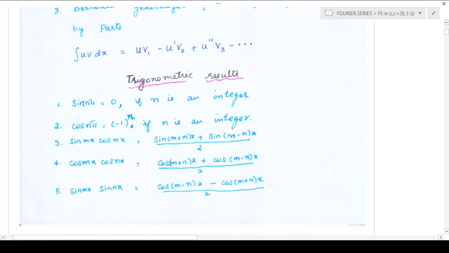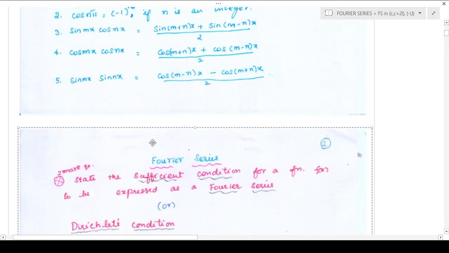Then two more important trigonometric results: sin n pi is 0, right, if n is an integer. Similarly, cos n pi is minus 1 whole power n if n is an integer. Then the rest of the trigonometric results you will already be knowing. So just keep them in mind while doing the problems.